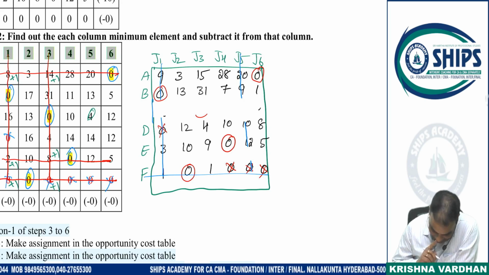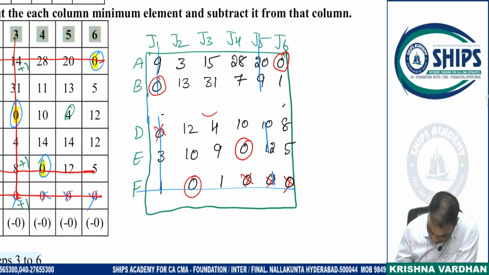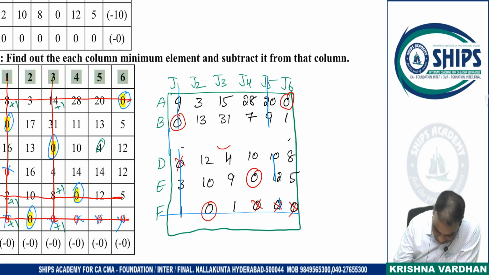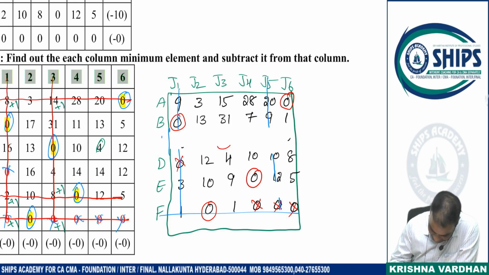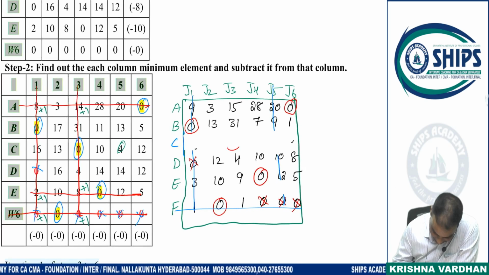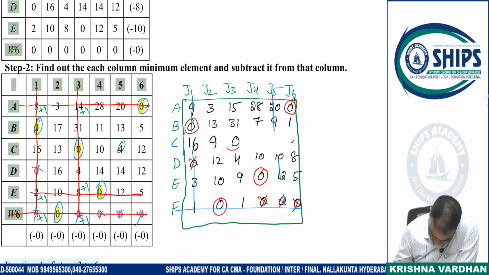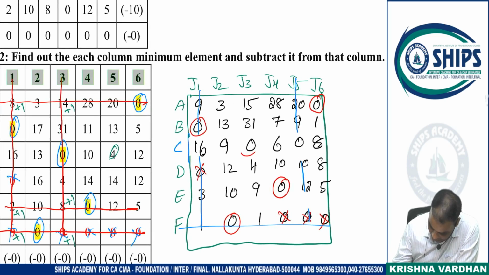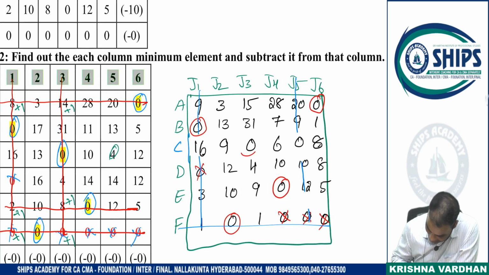Now I don't even remember the numbers. So this time we'll be cautious while cancelling. This is C. Okay, let me go back. C low values. C is 16 and 9 0, 6 0 8. Okay, no? We'll draw red lines.